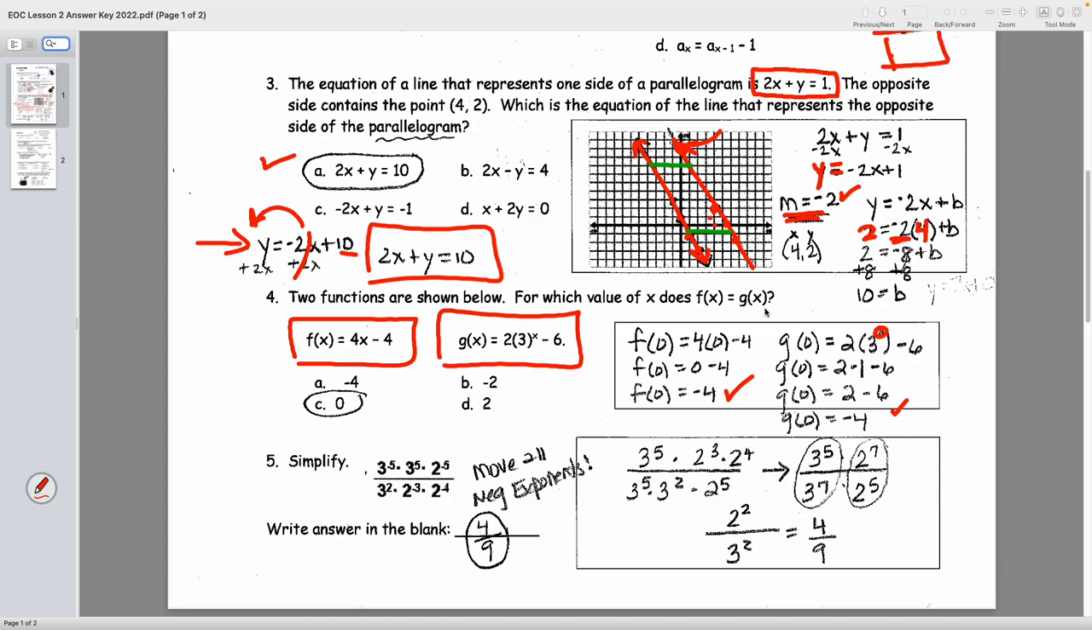Now, if it wasn't, then I would try 1. I'd put 1 in, and then I would try 2. And then if I see the values getting further apart, then maybe I would try some negative numbers. Okay? But always, if you're having to plug and chug, start at 0 and go from there.